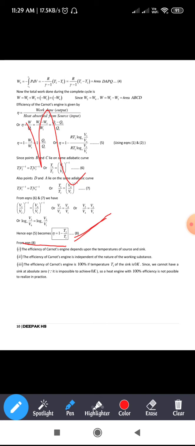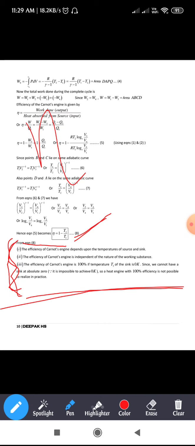So this is the conclusion of equation 8. Just go through this. Any doubts, you can ask.